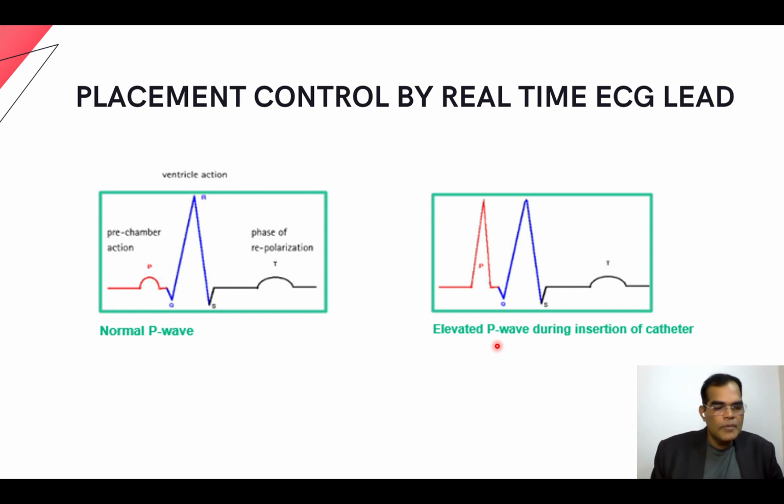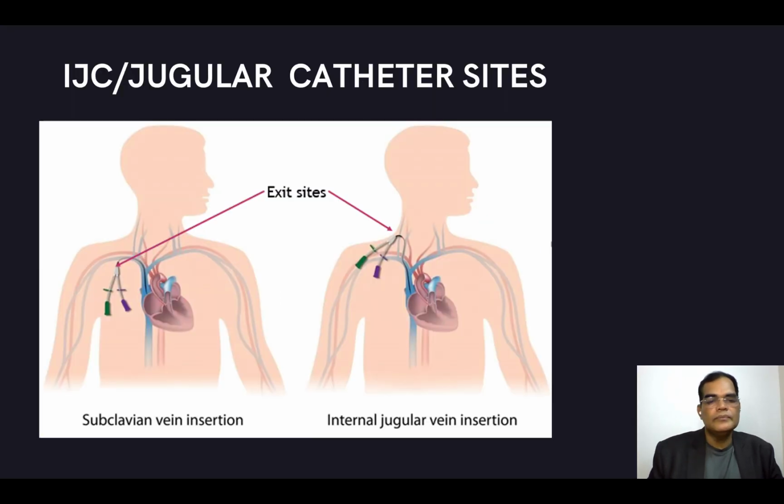If a patient complains of some discomfort after putting the catheter, in case they are feeling a little arrhythmia or a little vibrating sensation after placement of the catheter, we may connect them to an ECG. If you see that the patient's P wave is elevated, then we have to suspect the catheter is a little bit deeply in place. So that's the importance of having an ECG in this scenario.